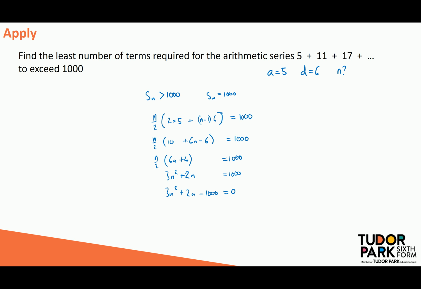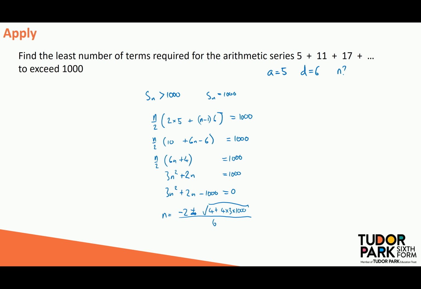And I think the easiest way to do that is going to be using the quadratic formula, so that's going to be minus 2 plus or minus the square root of 4 minus 4 times 3 times minus 1000, so that makes that plus 1000, all over 2a, which is going to be 6. Now, I know that n here has to be a positive number. How do I know that? Well, because it's referring to the number of terms that are in a series, and I can't have that to be a negative number, so actually I don't need to bother calculating that negative value. I only need the positive value.